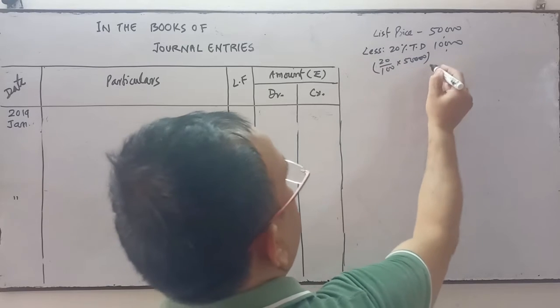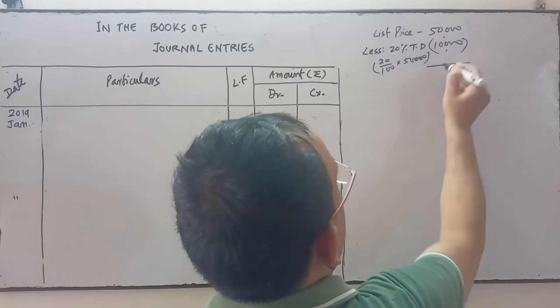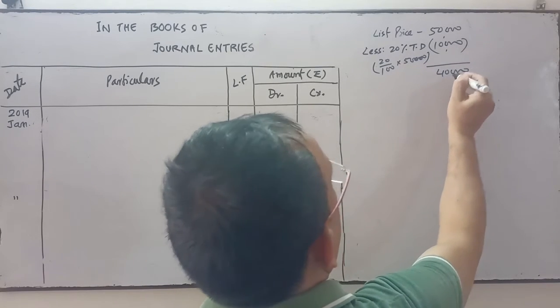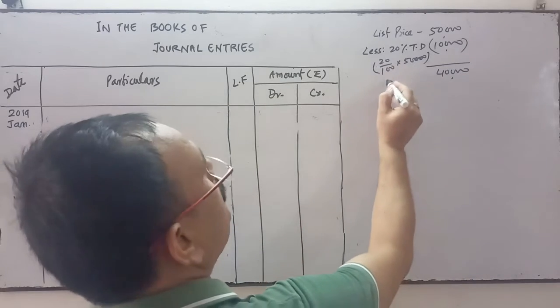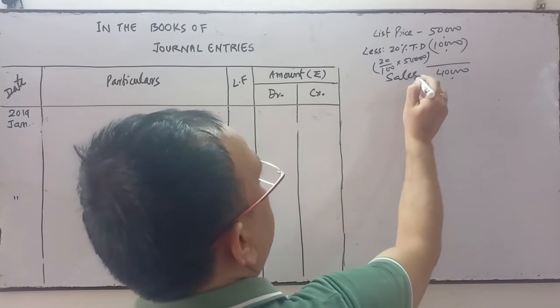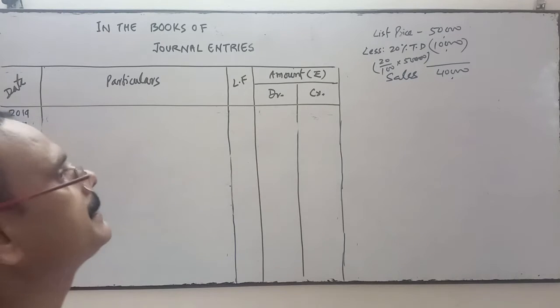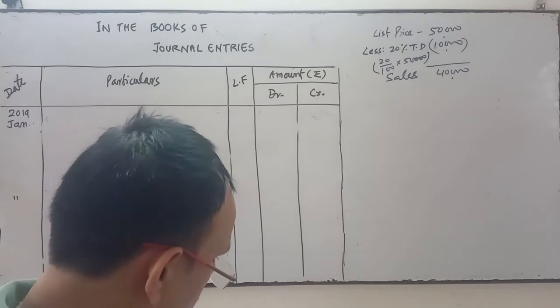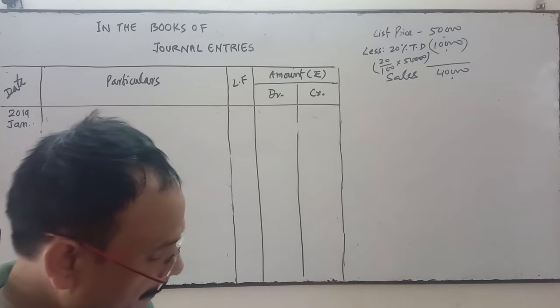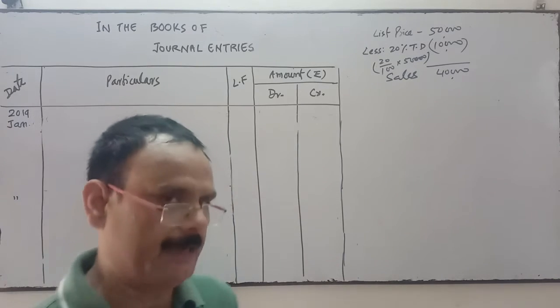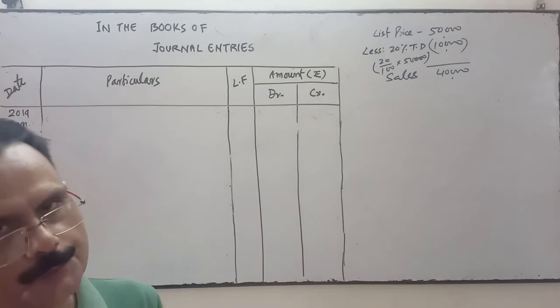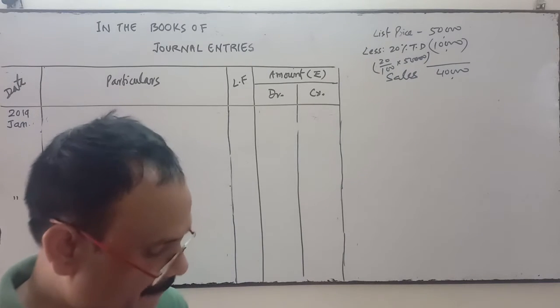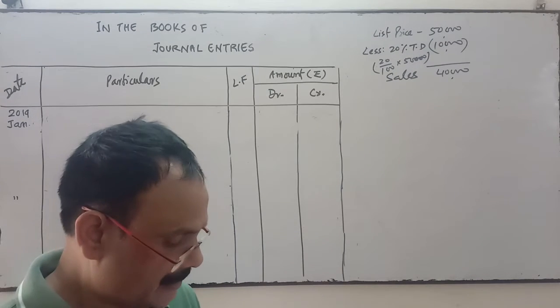20% of 50,000 is 10,000. So deduct it. So it is 40,000. So this is the actual sales. After deduction of trade discount, we will consider the sales value. And a 4% cash discount will be given if the payment is made within 7 days.